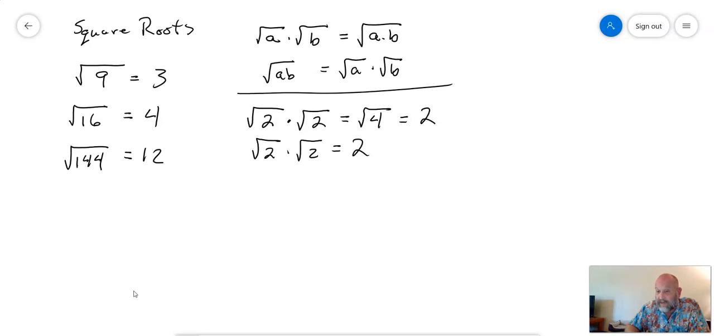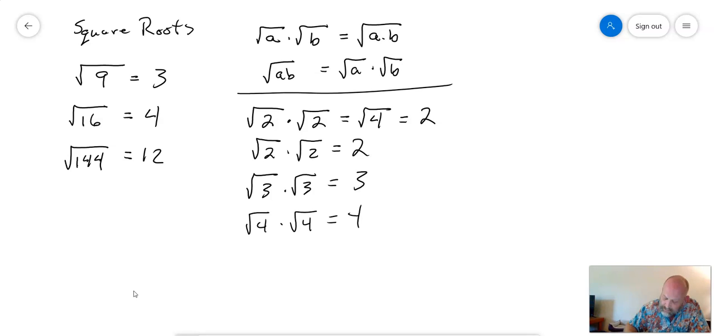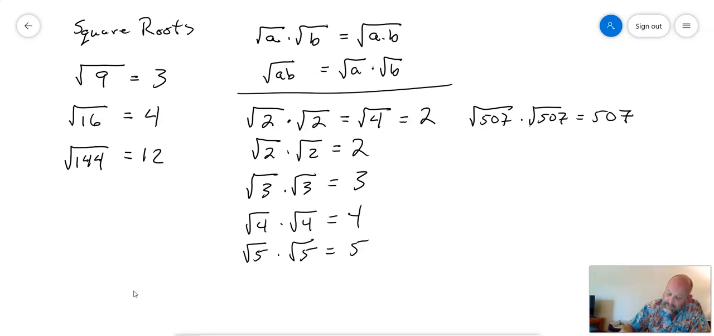And you notice that squaring it is really what it's doing. When I multiply something by itself, I'm actually squaring it. So that ends up holding true for lots of stuff, right? Square root of 3 times square root of 3 is just equal to 3. The square root of 4 times the square root of 4 is equal to 4. The square root of 5 times the square root of 5 is equal to 5. The square root of 507 times the square root of 507 is equal to 507, right?